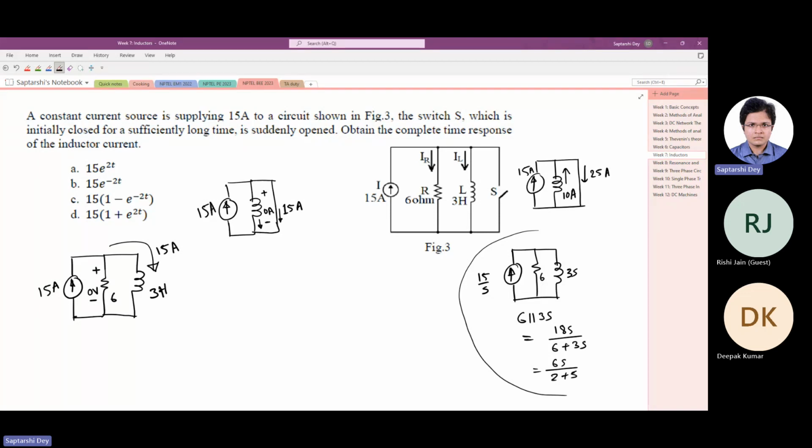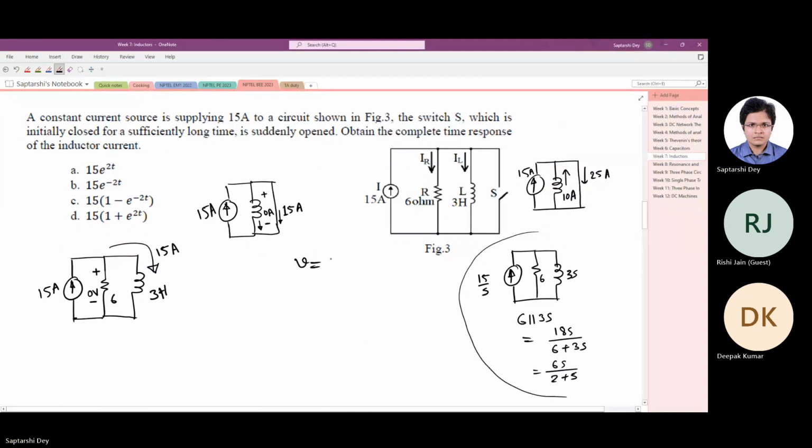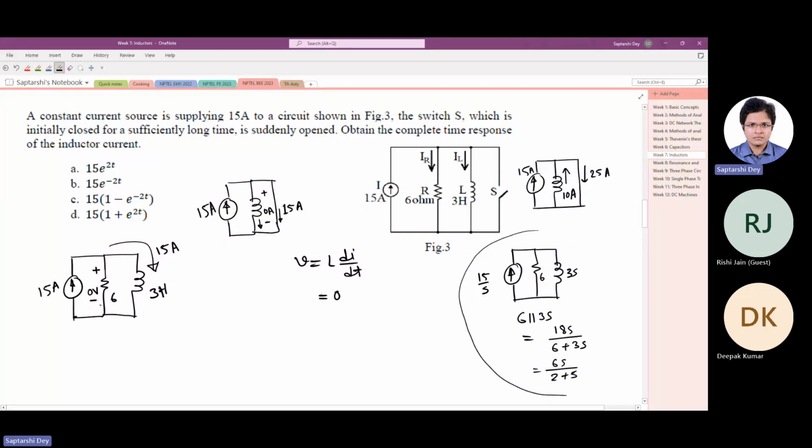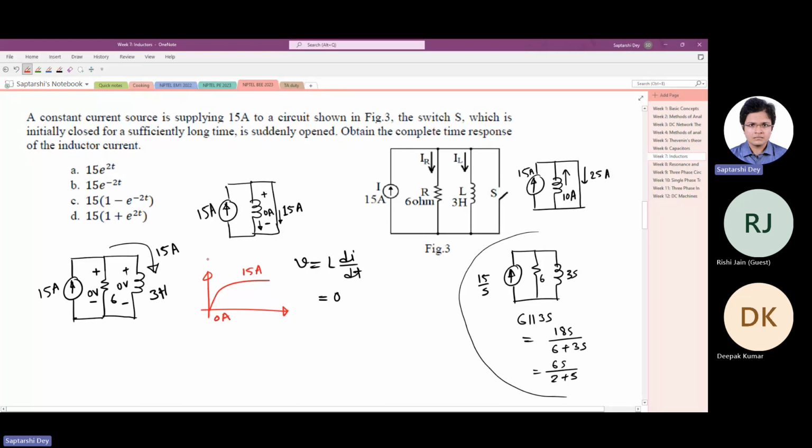A 15 ampere constant current is passing through an inductor, and inductor voltage is given by L di/dt, which is 0. The resistance also has voltage 0. So these two elements are in parallel, so their voltages must be the same. So KCL and KVL are all matching. So the whole 15 ampere current will flow. Now, we know that the initial current through the inductor was 0, and the final current was 15 ampere.